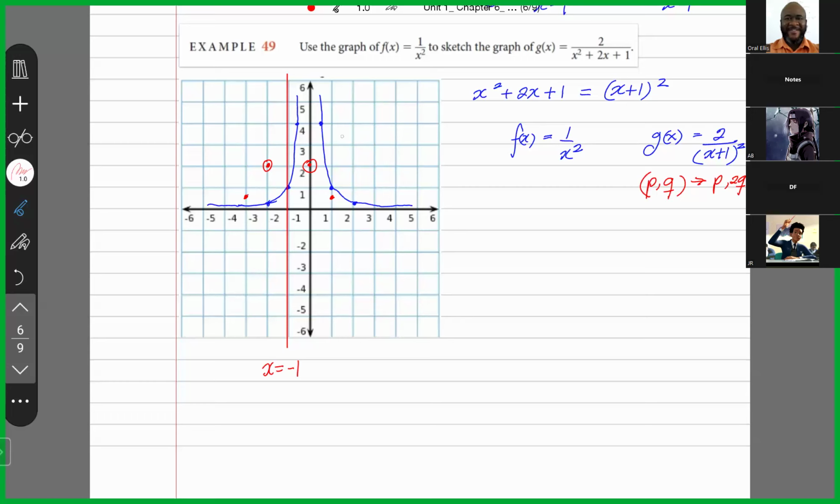So, which other point now? (1/2, 4) is going to become 1 unit to the left, that's (-1/2, 8), which is not on our graph. So our graph is going to look something like this.